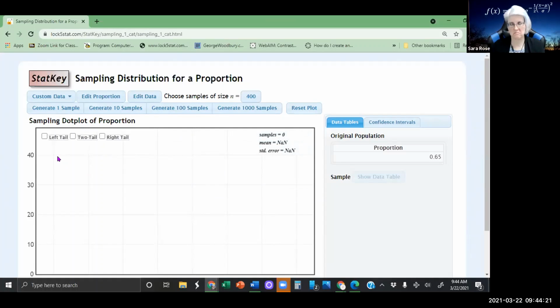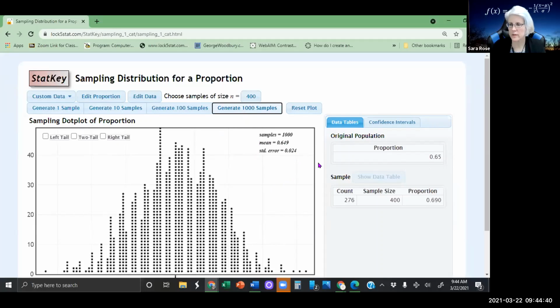So I have this normally distributed. Okay, I have the proportion because, well, you have the proportion. I'm giving it to you. We work together to get these numbers. Sample size 400, proportion of 0.60, and let's generate 1,000 samples. What's the standard error? 0.024. There we have it. Okay, so we just did it with StatKey.